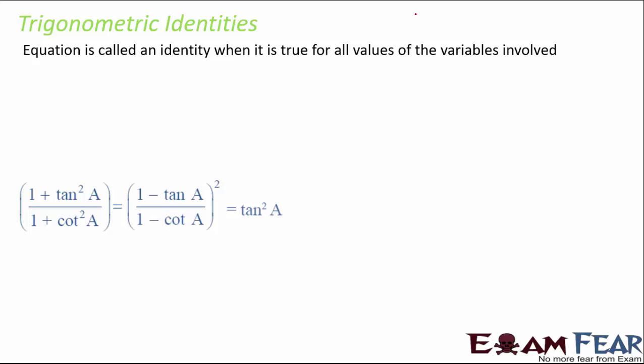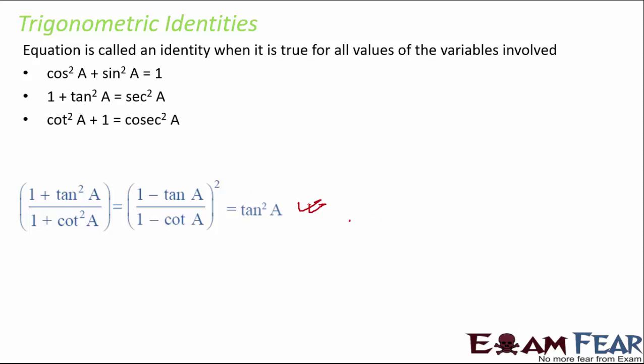An identity will hold true for all the values of the variables. For example, if you look at this trigonometric identity, whatever the value of a is, this will hold true for all values of a, and that is why it is an identity. Some examples are cos square theta plus sine square theta is 1, 1 plus tan square theta is sec square theta, cot square theta plus 1 is equal to cosec square theta. These are identities that you must remember because they will help you solve other complicated identities. So let's look at this example.